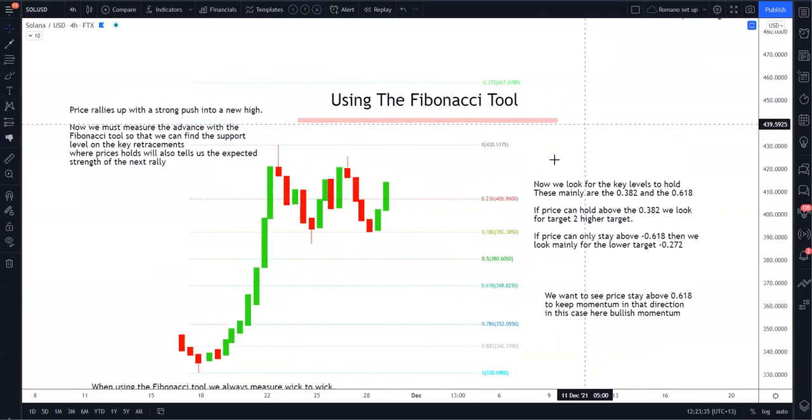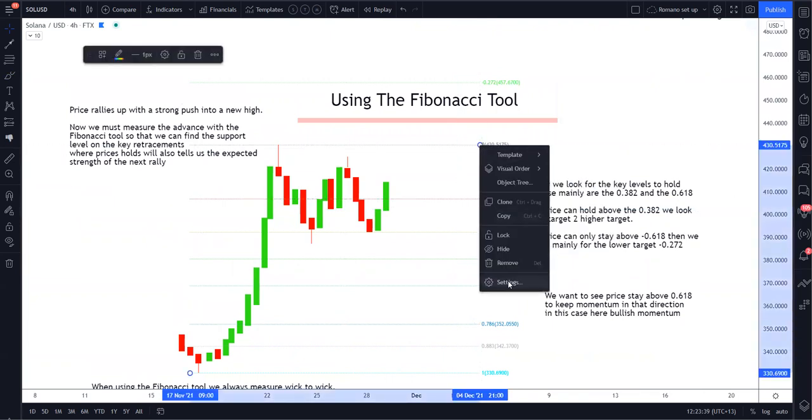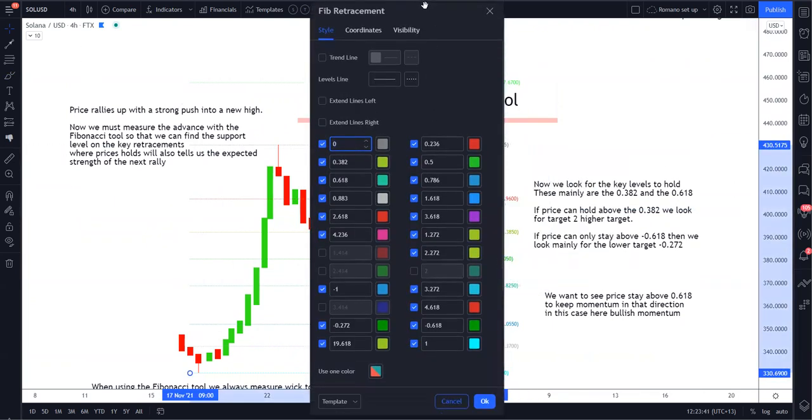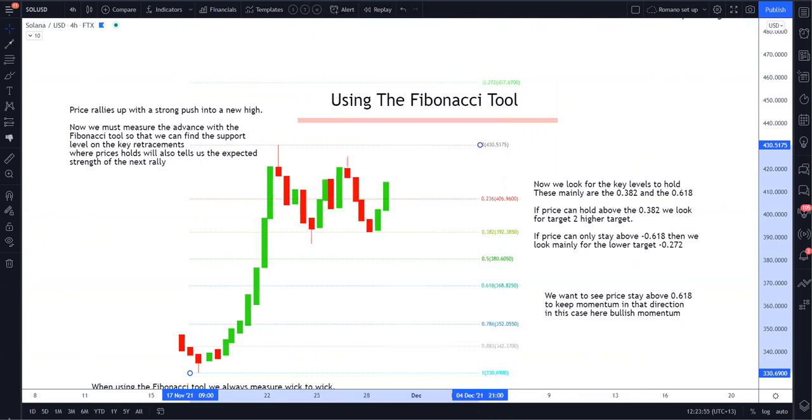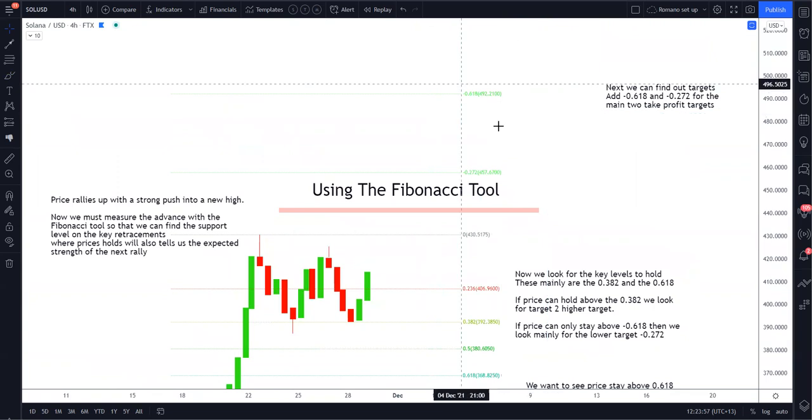So if you want to get those on your chart, just draw a Fibonacci like this. Right click and then go to settings, right? And then you can just copy my Fib retracement settings. So I've just found 2 random numbers in here and replaced them with negative 0.272 and negative 0.618, and then just change them to green. And that's going to give me the 2 targets.